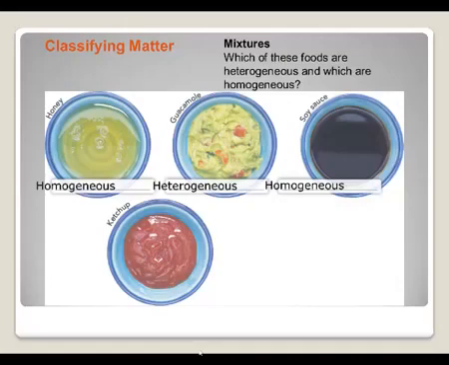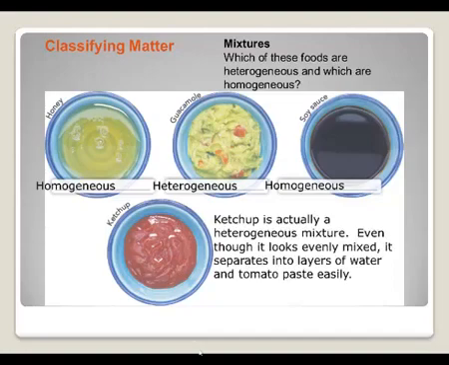Down at the bottom, we've got a thing of ketchup. And ketchup's kind of a tricky one because when you look at ketchup, you go, well, that one has to be homogeneous. It has to be a mixture that we would not be able to separate out the parts. And in all actuality, we can separate out the different parts of ketchup. Ketchup actually has tomato paste in it and water, and tomato paste and water are easily separated out, and they easily separate into layers. So ketchup is actually a heterogeneous mixture.